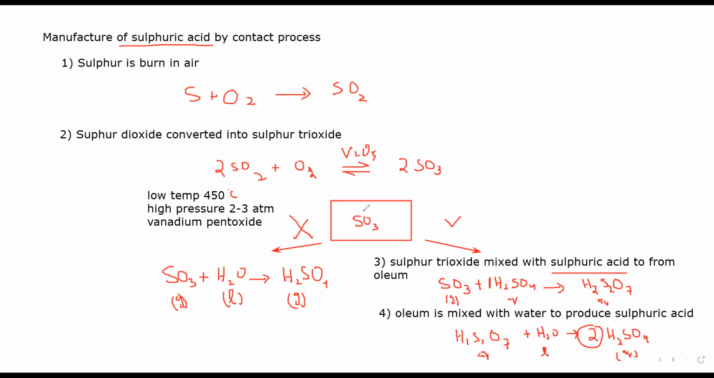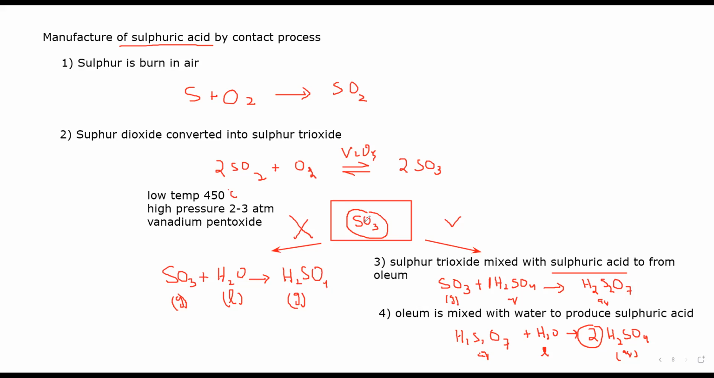Then we have two possibilities, two ways to get sulfuric acid. We can directly mix this sulfur trioxide with water. This will form sulfuric acid, but the reaction is violent and highly explosive, resulting in a formation of vapors of sulfuric acid, which is difficult to extract or separate. So we use an alternate method.